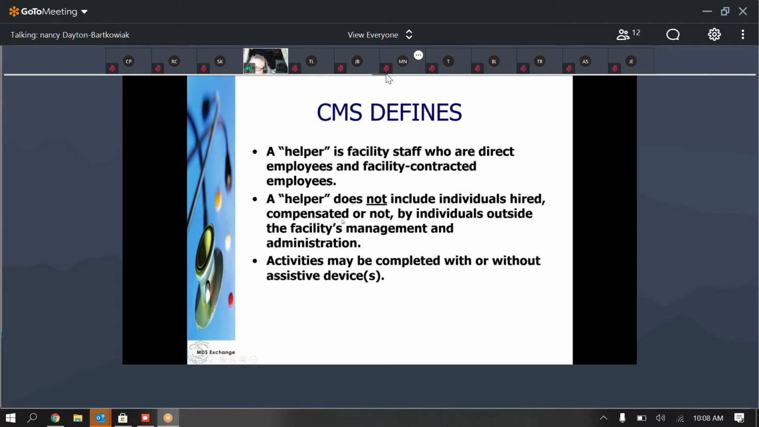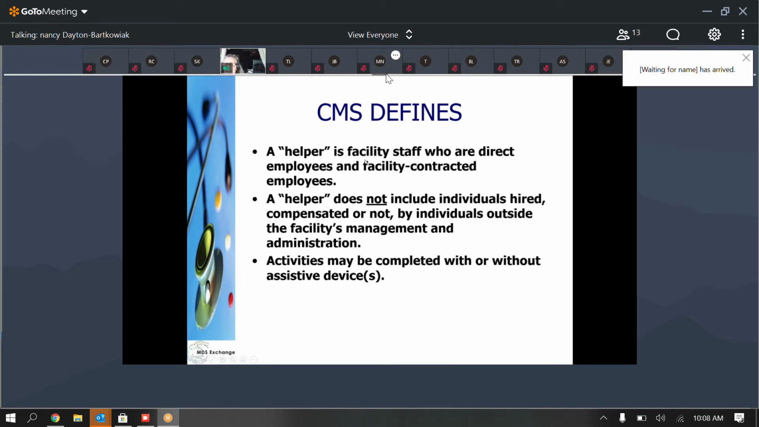Let's say that you have a family member that comes in and they want to help their loved one with activities of daily living. They want to help them get dressed. They want to help them shower, do some oral hygiene. Whatever level of care they are providing, that does not count. Neither does a sitter. Say a family member wants their loved one to have a sitter all day. Whatever that sitter does, that again does not count. It is simply facility staff who are direct employees and facility contracted employees.